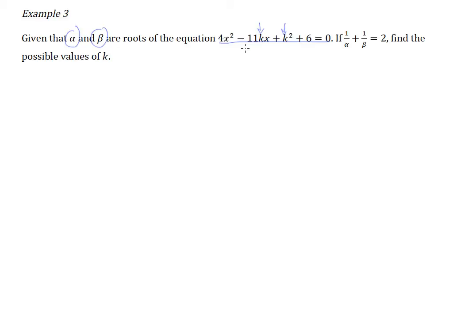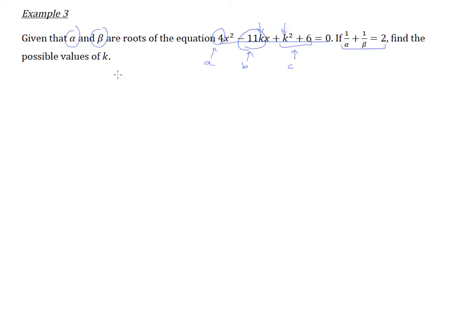But what we do know, obviously, is that a is 4, and our b is negative 11k, so this is quite interesting, and c is the entire thing here, which is k squared plus 6. Alright, so this gives us our a, b, and c. Now we are given another piece of information, and that is the sum of 1 over alpha plus 1 over beta is equal to 2, and our job is to find the values of k.